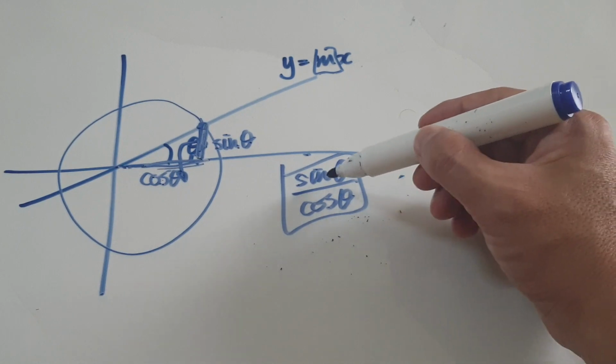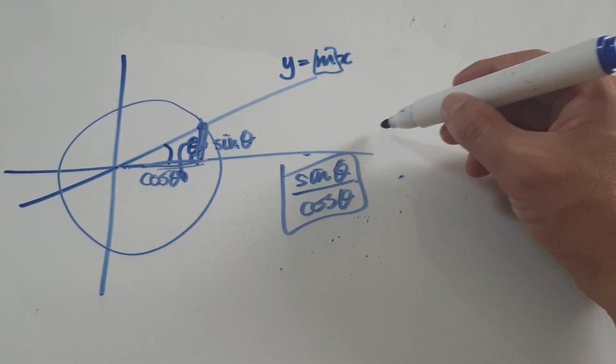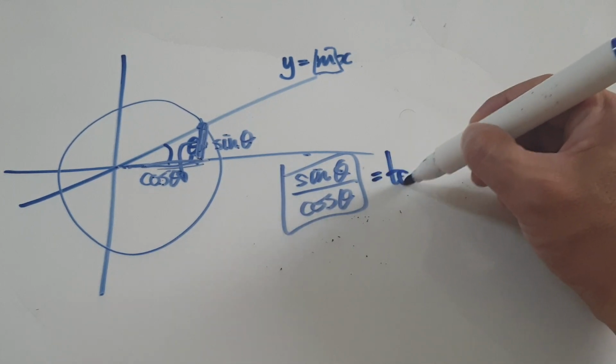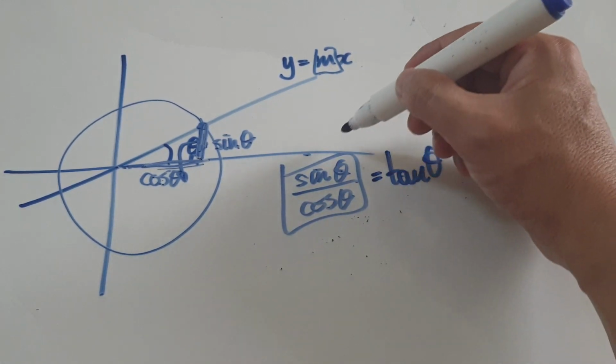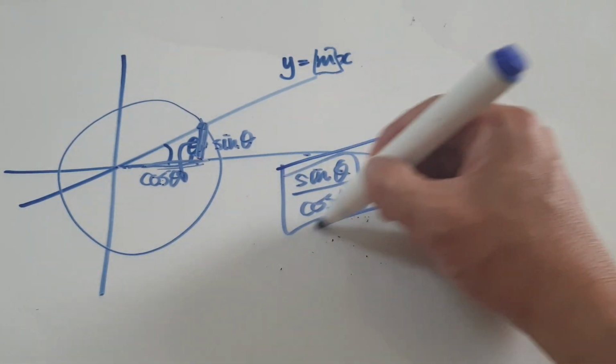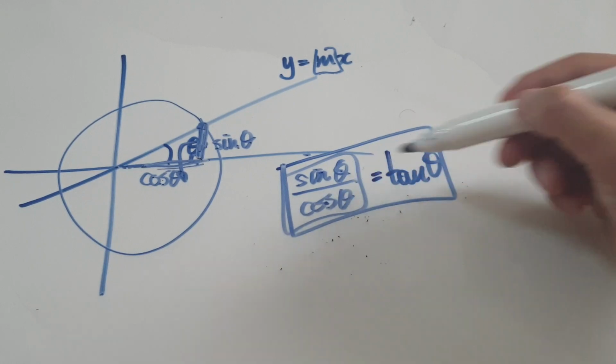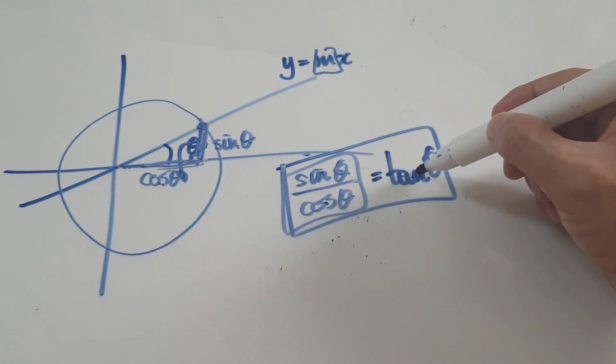So this thing here, you should know that this thing here equals tan the angle. This is something we've done before. It's very important. You would encounter this a lot. So I'm expecting you to know that sine theta over cos theta equals tan. So this is our gradient here.